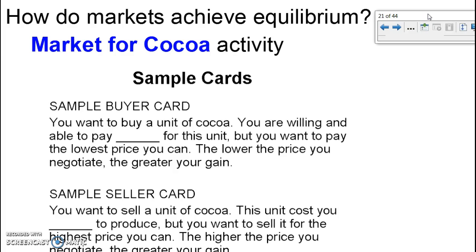If you are a buyer, you will be a buyer for the entire game. You will only use that individual card once, and each time you make a transaction, you will turn it in to the student assistant, and then you will get a new card.